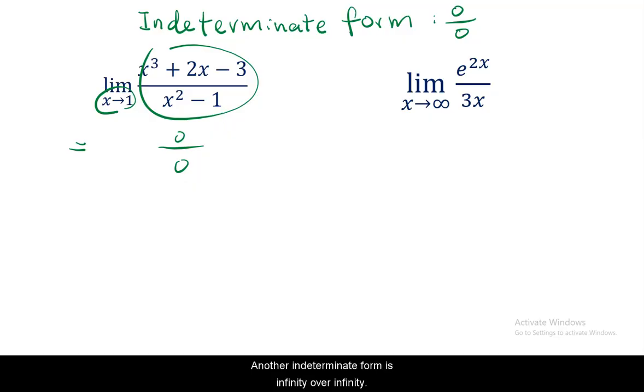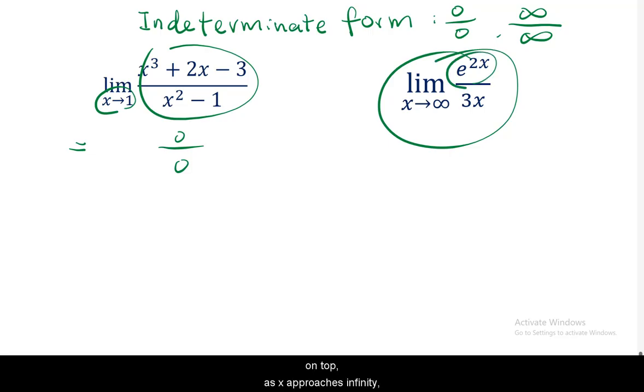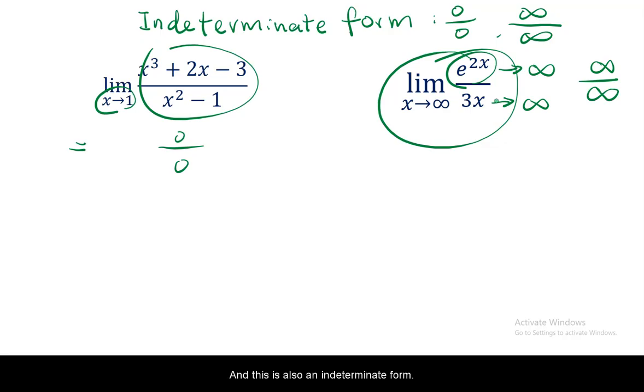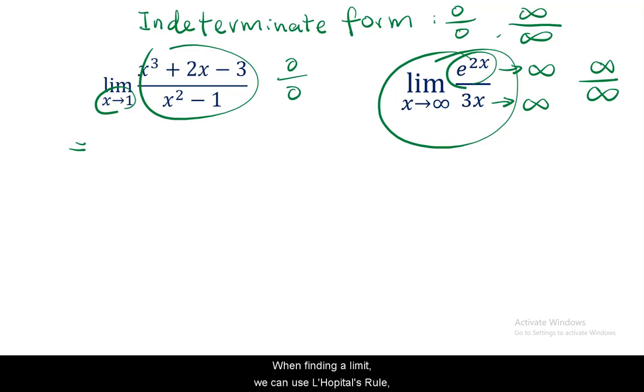Another indeterminate form is infinity over infinity. If you look at the second limit, as x approaches infinity, the top approaches infinity, and the bottom also approaches infinity. And we have the form infinity over infinity, and this is also an indeterminate form. When we see an indeterminate form when finding a limit, we can use L'Hopital's rule, which is taking the derivative of the numerator and the denominator.